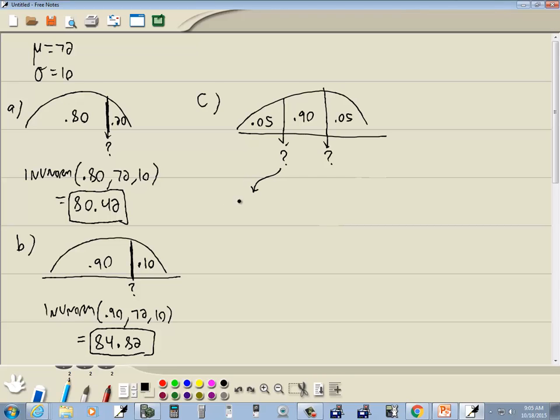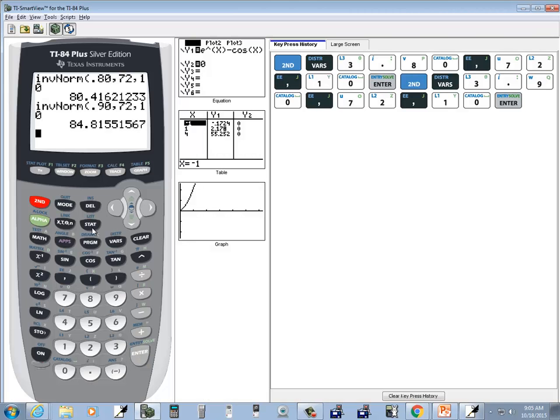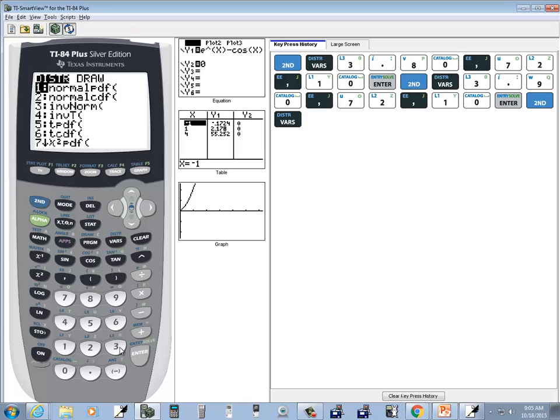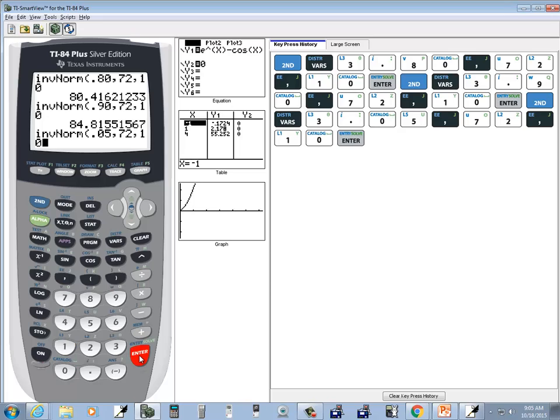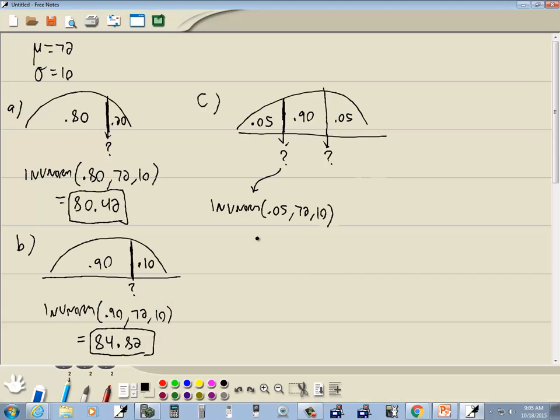Okay, now for our first value, we're going to use invNorm. And you always pass in the area to the left of the value you're trying to find. The area to the left is just the 0.05, comma, our mean, comma, our standard deviation. So we do 2nd Vars, choose invNorm. We're going to put in 0.05, comma, 72, comma, 10, enter, and we get 55.55.